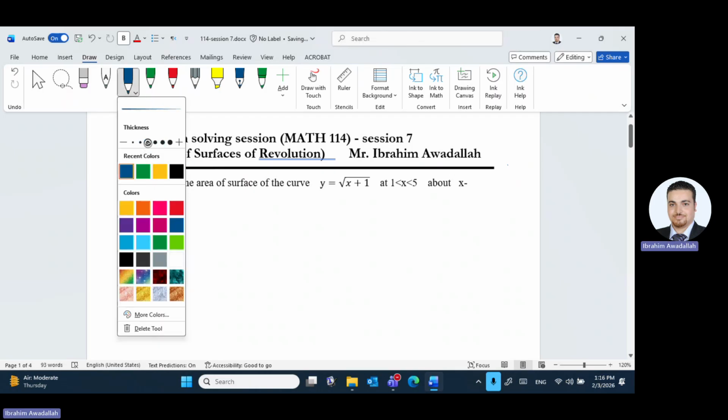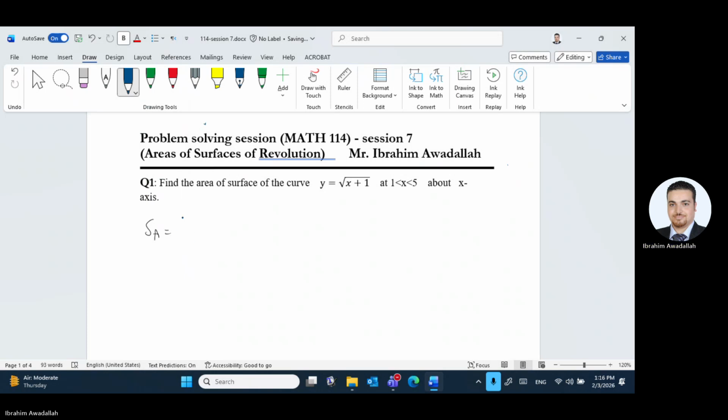The surface area is the integration from a to b, which will be x1, x2, of 2 pi f of x, or y in this case, times the root of 1 plus f prime of x squared dx. I already have the values of x, so from 1 to 5, 2 pi. Now I will write my function, under the root, x plus 1.